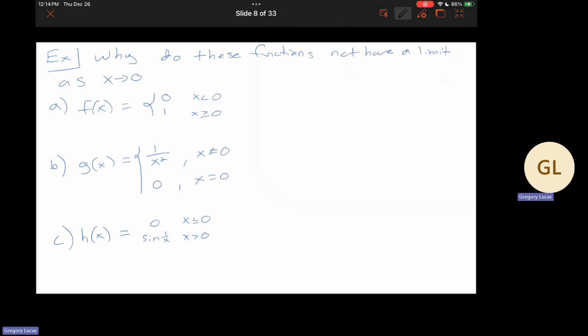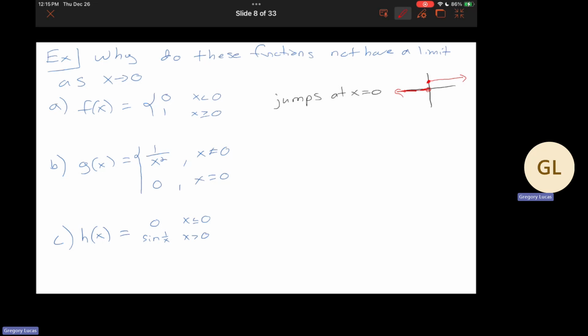Okay, so for f of x, this is what we call a function that has a jump. So we say this jumps at x equals 0. So the function, when x is less than 0, is just a line at 0. How do we draw this one? So we have a line at 0. And then when we get to 0, we have an open circle here, and we jump to 1, and then it would look like this. So we jump at 0. We jump from 0 to 1.